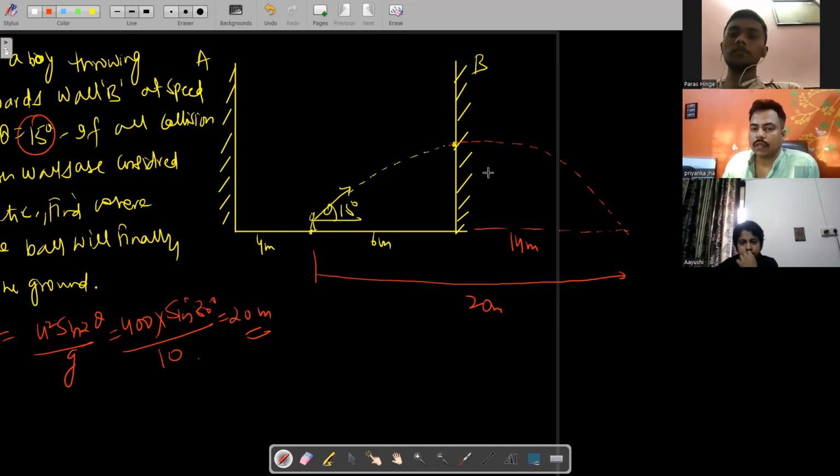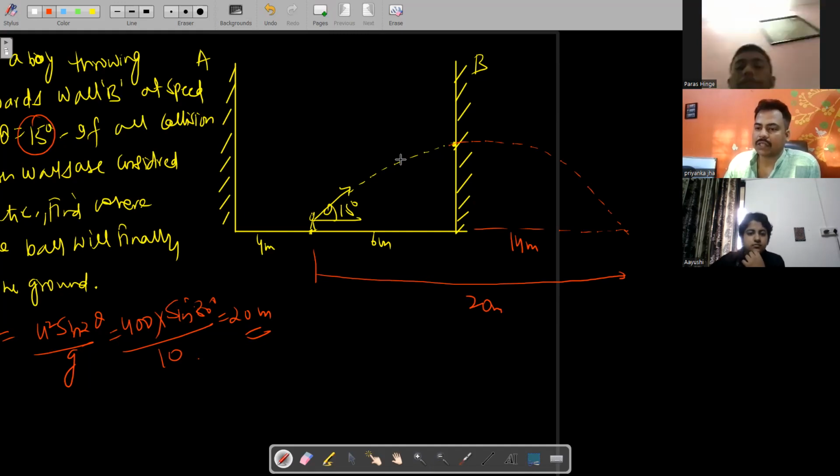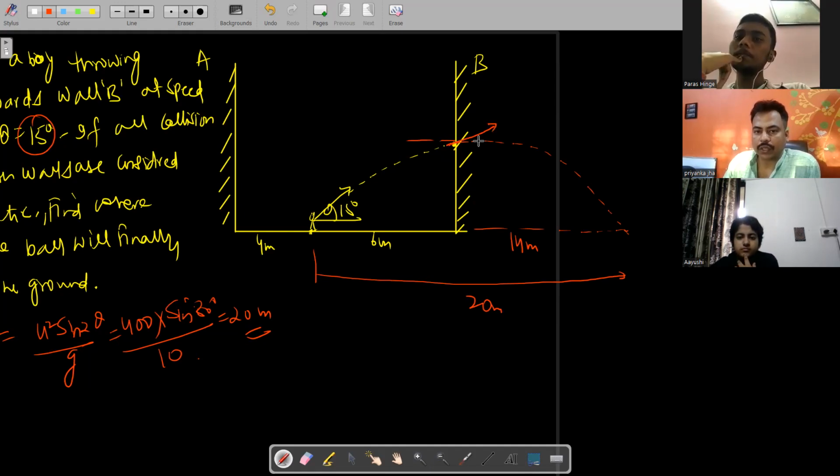Now this collision is completely elastic. So elastic collision, you know what this is? It will rebound with the same speed after striking the wall. Suppose it is striking the wall at some certain angle with the horizontal, suppose this angle is theta. Then elastic collision says that if it strikes at some angle with the horizontal, it will rebound at the same angle with the horizontal, and with the same speed as well.